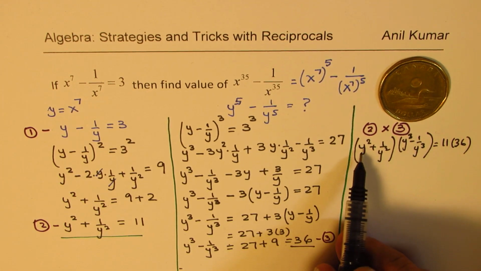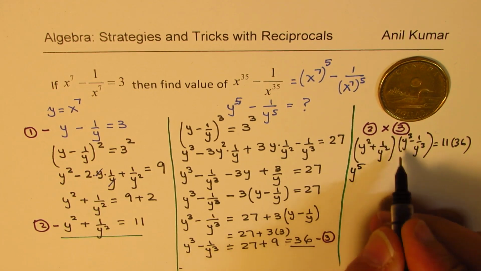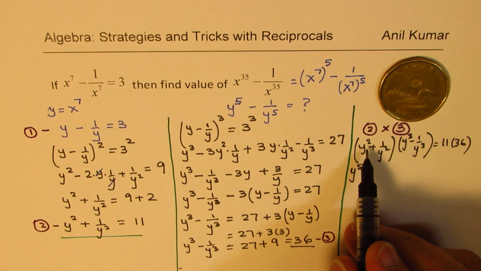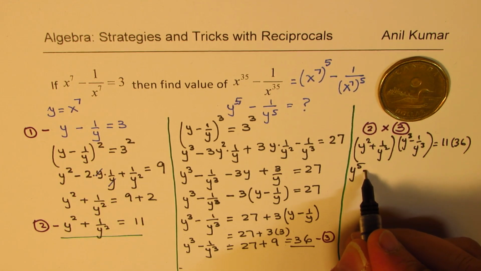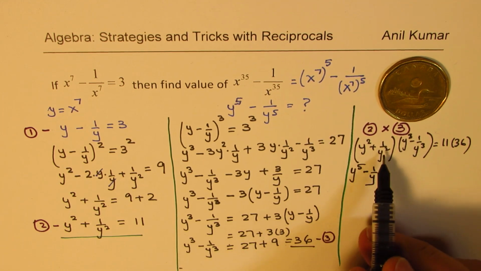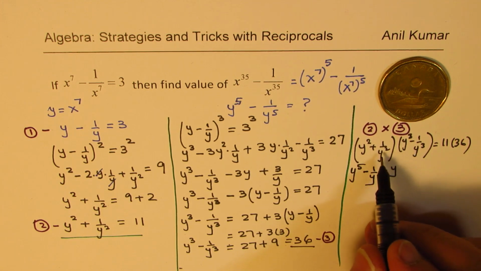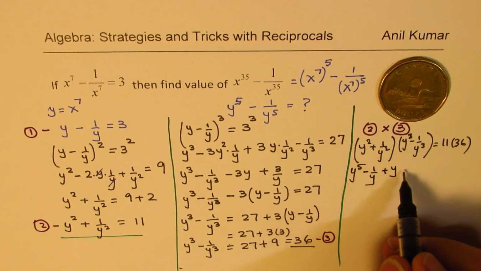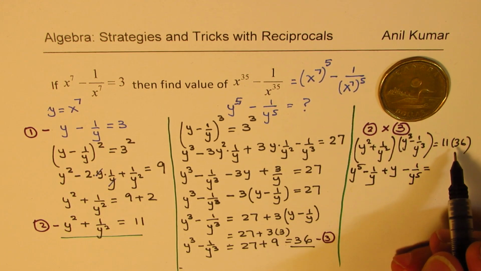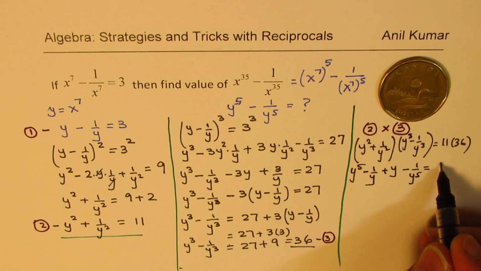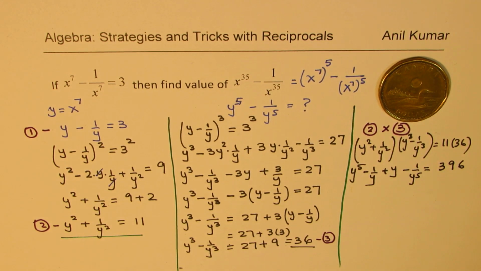Now, y square times y cube gives us y to the power of 5. And when you multiply y square with minus 1 over y cube, we get minus 1 over y, right? With the second term, when we multiply this, we get plus y. And when you multiply the last two, we get minus 1 over y to the power of 5, correct? And that is 36 times 11, just write 3 and 6 and add them and write in between, 396.